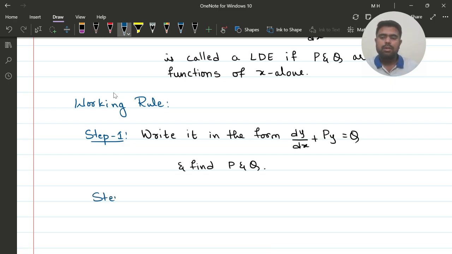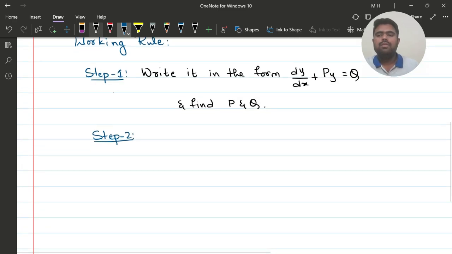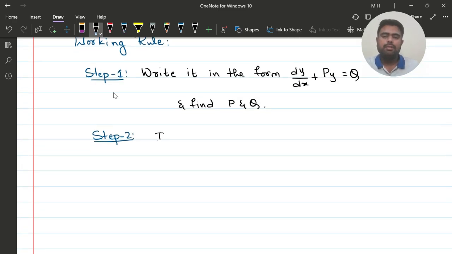Once we have it, we will go to step 2. In step 2, we will find something known as the integrating factor. The theory is available in the textbook in detail. You can just go through it, or maybe I will upload it in my upcoming videos. So we have to find the integrating factor.